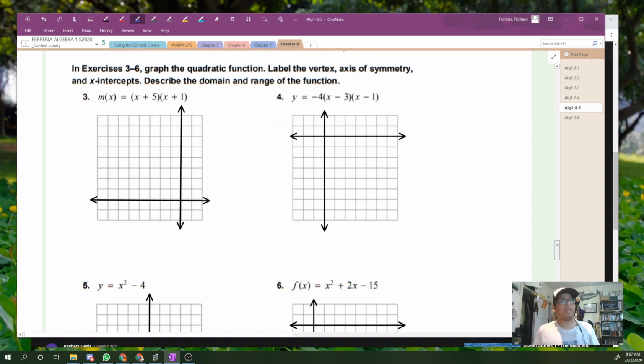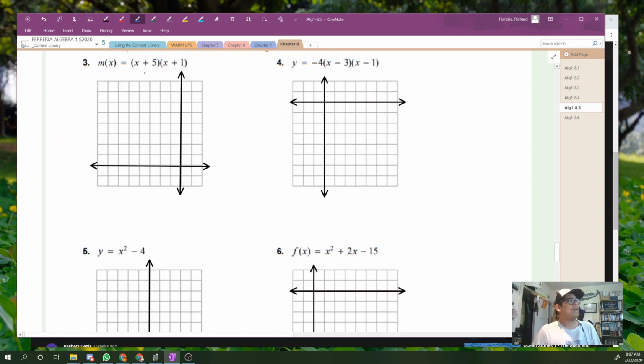Number 3. We've got x plus 5, x plus 1, quick maths. That means that I have roots at x equals -5 and x equals -1.